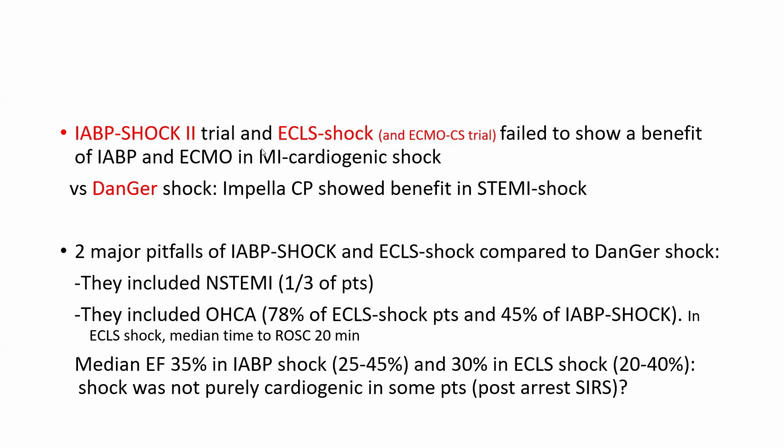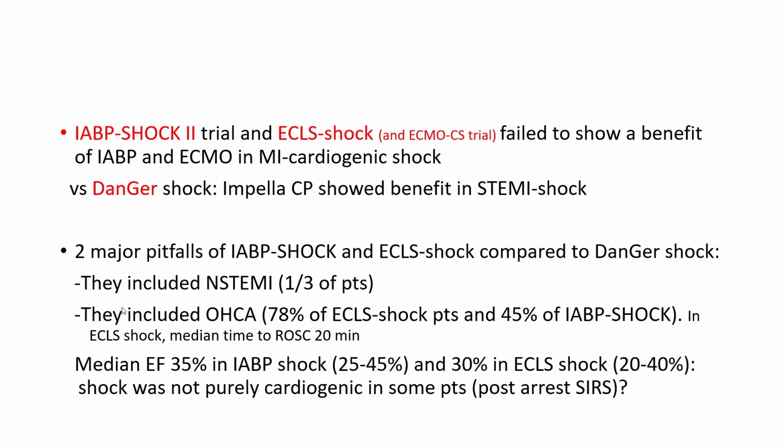A third of patients in those two trials were non-STEMI. They included out-of-hospital cardiac arrest. 78% of ECLS-SHOCK patients and 45% of IABP-SHOCK patients were post-cardiac arrest. And in ECLS-SHOCK, the median time to return of spontaneous circulation was 20 minutes. And we know that out-of-hospital cardiac arrest mortality is dictated more by the neurologic insult. Most of their death is a neurological death, not a cardiac death. So including those will definitely reduce any potential benefit of any cardiac intervention.